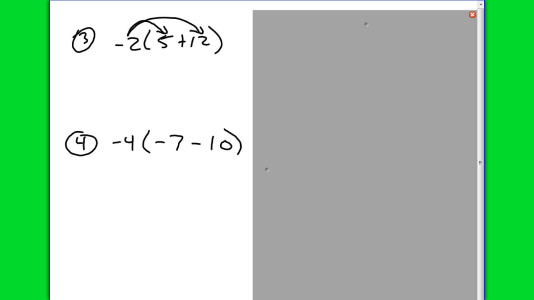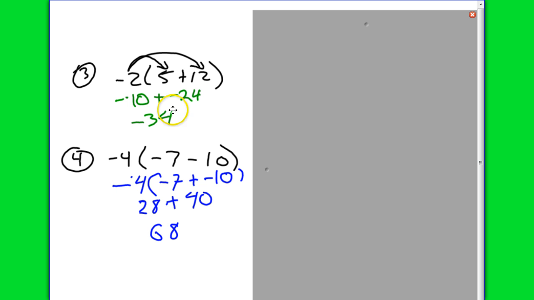Okay, try these and then come back and see what we have here. Okay, so again, number 4 was trickiest because of the subtraction. You need to change your subtraction to adding the opposite and be real careful to note what signs you're multiplying now.